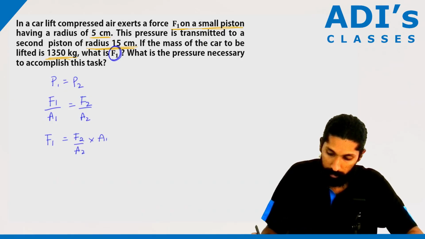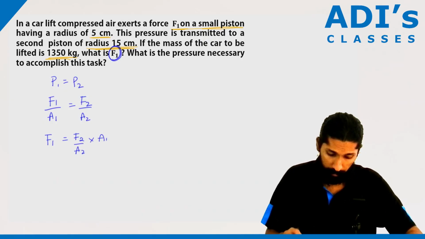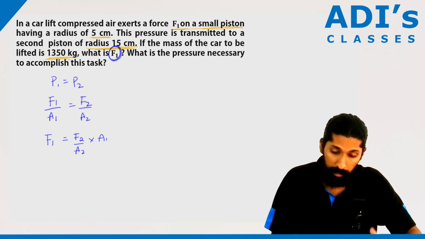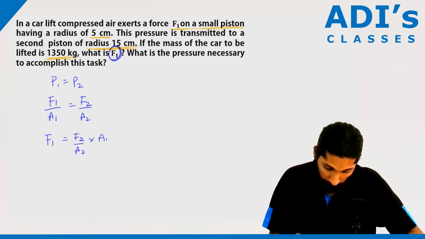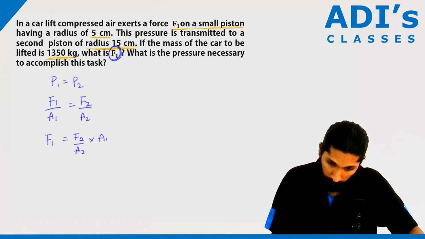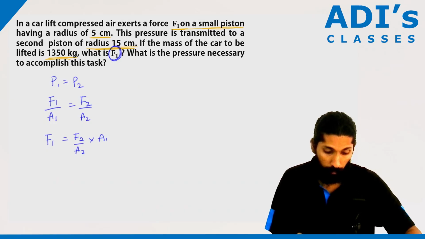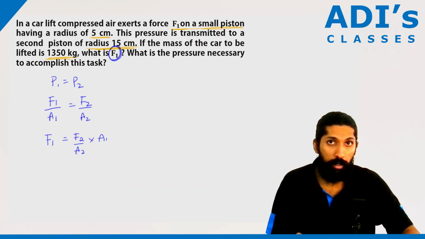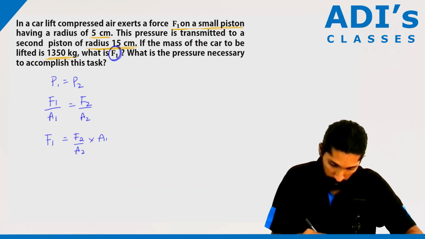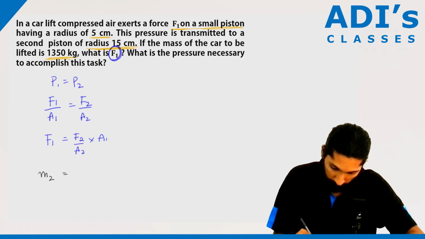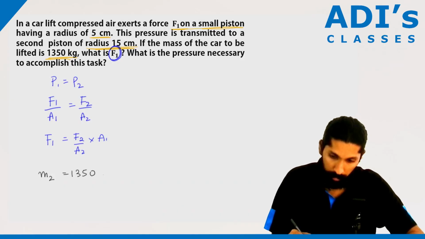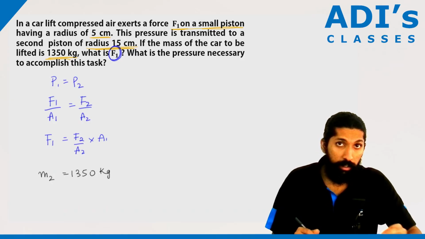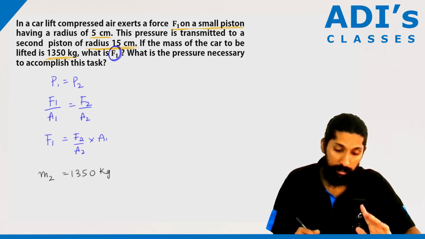Now let's write down what is given and let's try to apply the formula here. F1 we have to calculate, well and good. Now is F2 given? Look at that particular formula. See what you have, your 1350 kg, that is the mass. So let's write it down. So we have the mass M2, 1350 kg, correct?